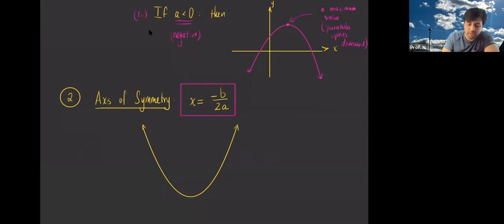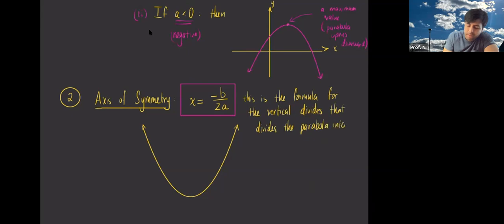And what is the axis of symmetry actually? This is the formula for the vertical line that divides the parabola into two equal parts and goes through the vertex of the parabola.